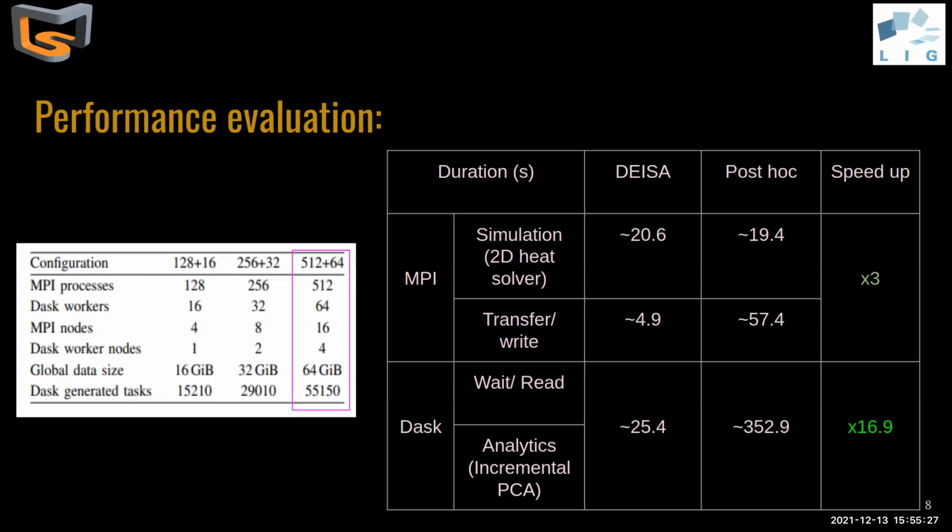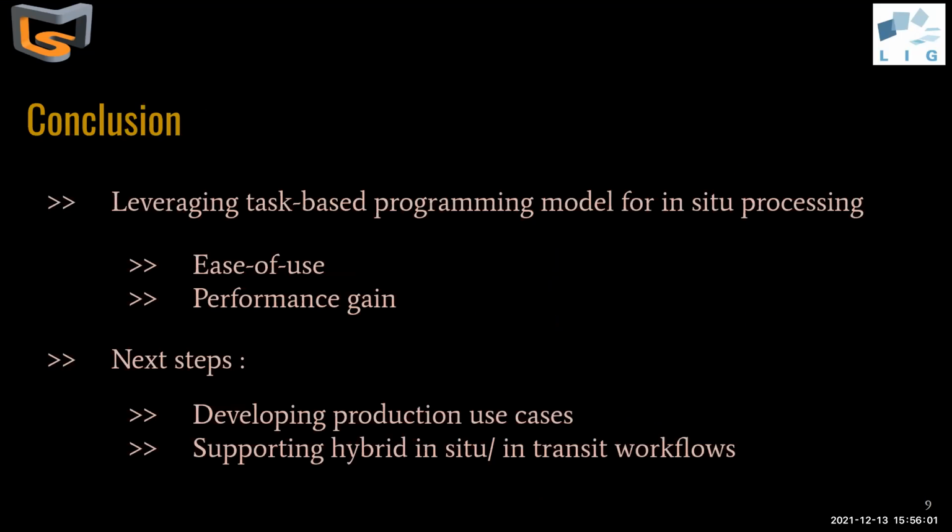If we consider only the MPI part, which includes the simulation and the transfer for DEISA, and includes the simulation with writing the data to disk for post-hoc, we are 3 times faster than the post-hoc version. And if we include all the iterations, including the analytics, we become more than 16 times faster than the post-hoc version. And something which is interesting here is that we are using almost the exact same coding effort.